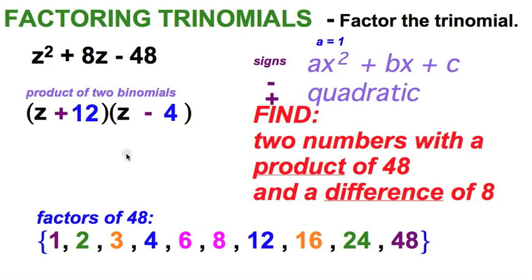We can check this out with our FOIL, and certainly we can see z squared, outer minus 4z, inner plus 12z. That's where my plus 8z comes from. 12 times negative 4 is negative 48, and we're done. Let's do a few more, but of course, we're going to speed it up just a wee bit.